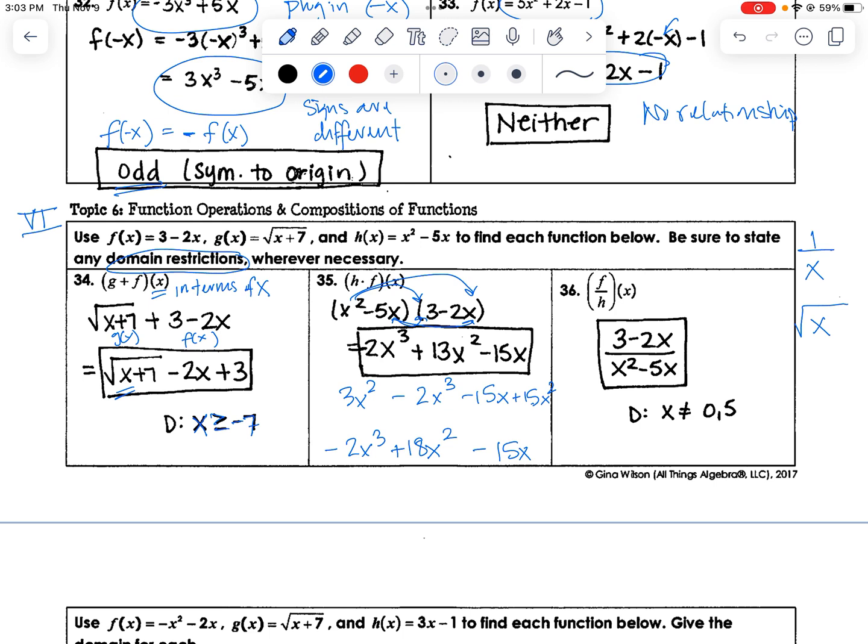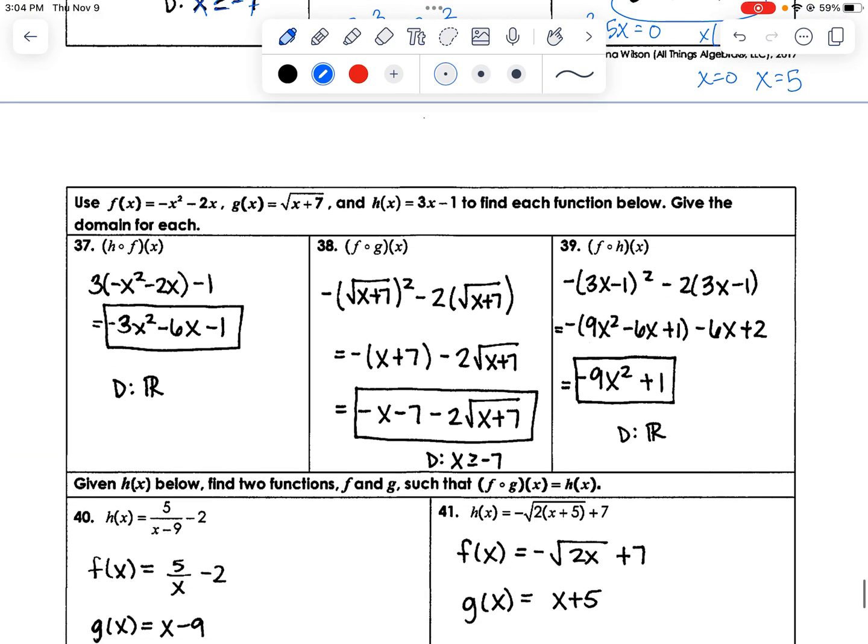All right, in 36, I'm doing some division here, so I have to be mindful of any domain restrictions. I can find those by setting x squared minus 5x equal to 0. That's going to tell me where there's a problem because I can't have a 0 in the denominator. So if I factor that, that's x times x minus 5. If I set both of those factors equal to 0, that's where x can't equal 0 and x can't equal 5 because those values make the denominator equal to 0.